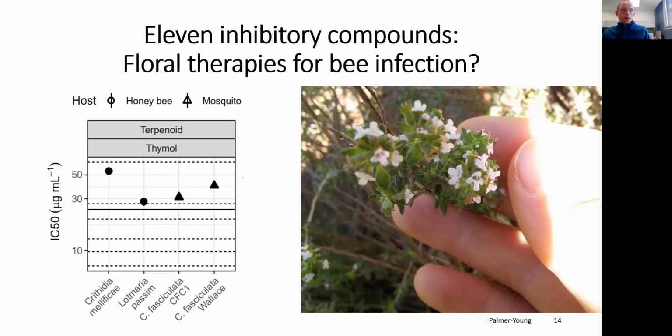Also noteworthy is that the inhibitory concentrations for these insect-restricted parasites were within the range previously found for sandfly-vectored Leishmania species, as indicated by these horizontal lines, suggesting that these plants' nectars could mitigate Leishmania transmission as well.